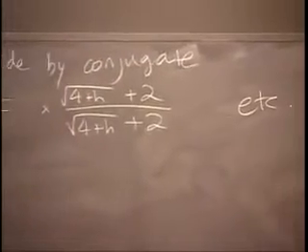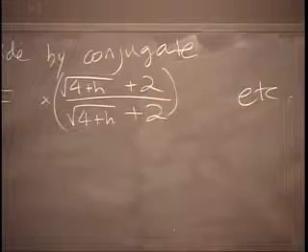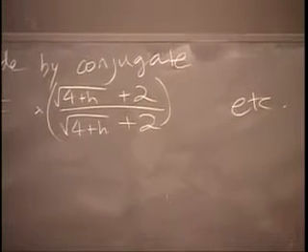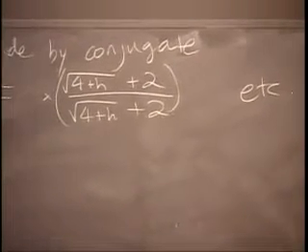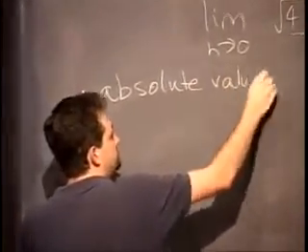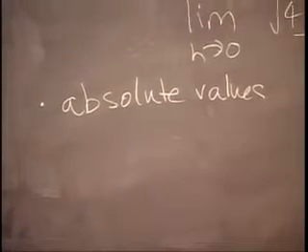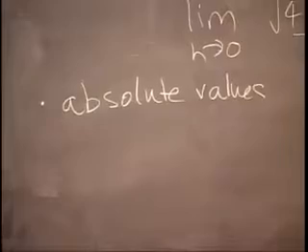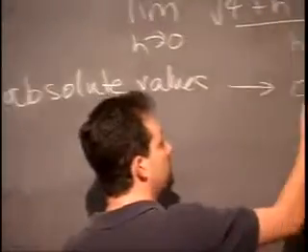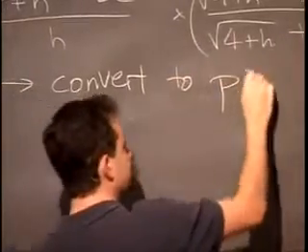So when I see this limit, this is what you have to do here. You have to multiply and divide by the conjugate. Okay? One other thing: if you see absolute values in a limit, the tendency is to panic. But what you have to do is convert everything to a piecewise defined function.